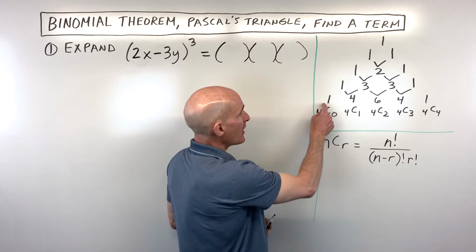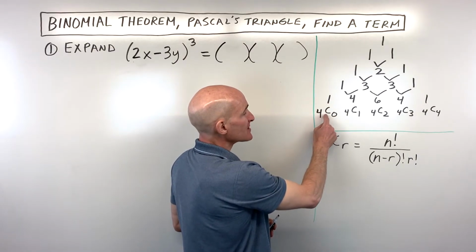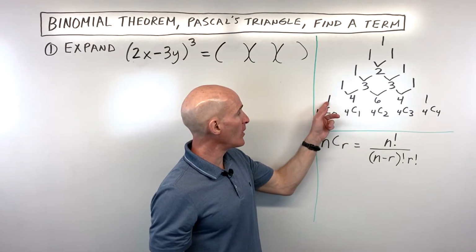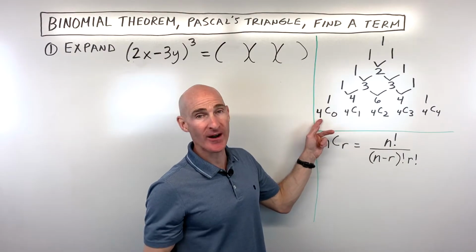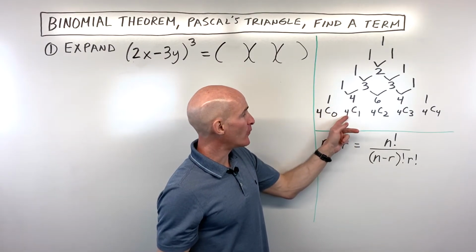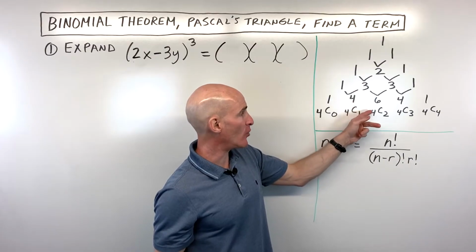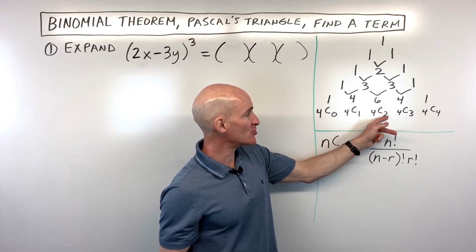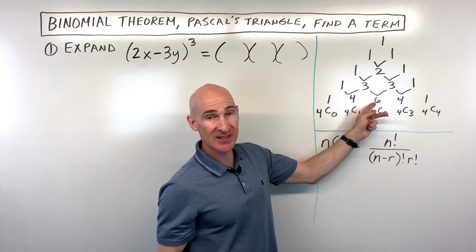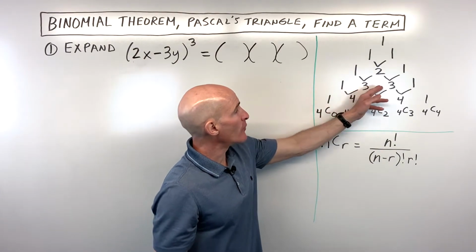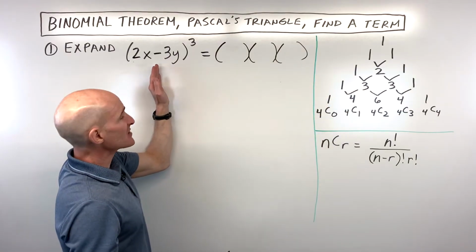But this 1 here really comes from 4C0. Out of 4 items, how many ways are there to choose 0 where the order doesn't matter? Well, there's only one way of choosing 0 items out of 4. And then this one, out of 4 items, how many ways are there to choose 1 item where the order doesn't matter? That's 4. And out of 4 items, how many ways are there to choose 2 where the order doesn't matter? That's 6 ways, etc. But what we're going to do is use these coefficients to help us in this expansion here.